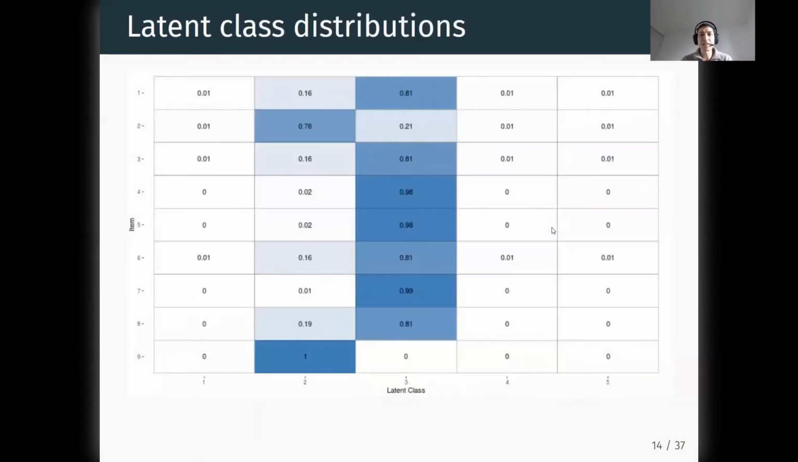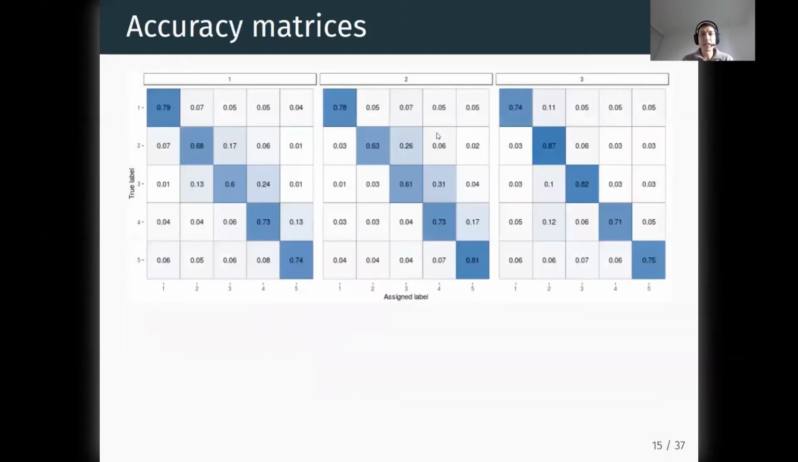Just to give you a snapshot of what the output looks like in R from that package, here is a visualization of the latent class distributions, where each row is a separate item. And here's a visualization of the point estimates of the accuracy matrices. Here we have three raters' matrices, and what we see are nice high values along the diagonal.